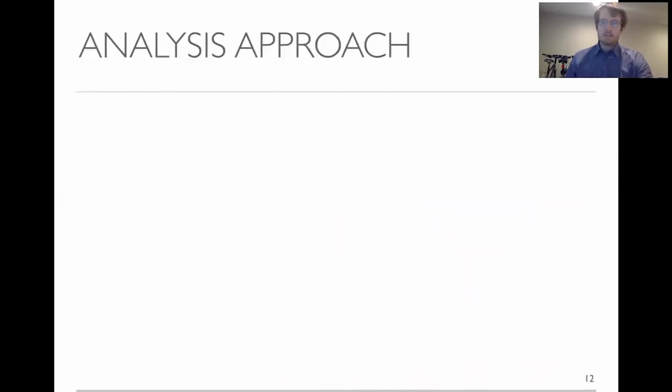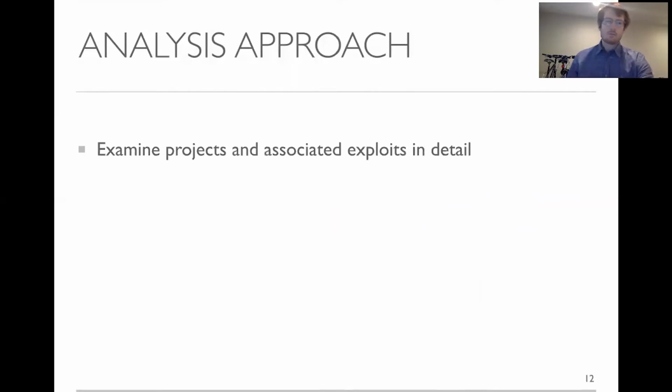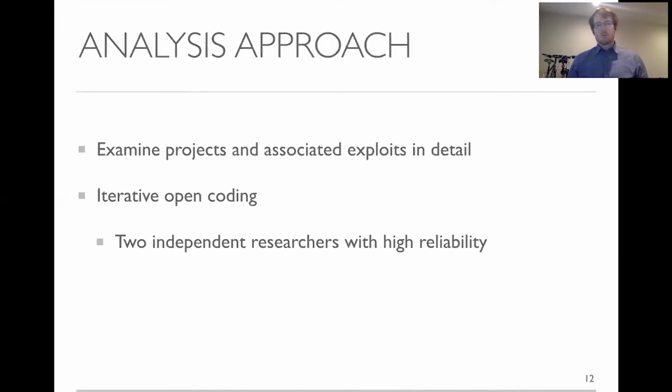So to analyze this data, we had researchers go in and actually look at the projects and all the exploits that were submitted against them, to try to understand what the specific set of vulnerabilities were, both those that teams found as well as those that they didn't find. We go in there and perform an additional security review. And we did this review of all the vulnerabilities that we introduced. We performed an iterative open coding, where two of the researchers independently labeled all of those vulnerabilities, and then we compared them until we reached a high level of reliability.